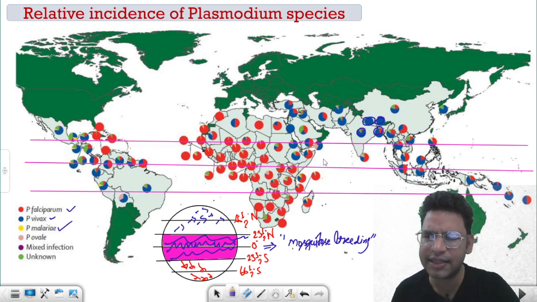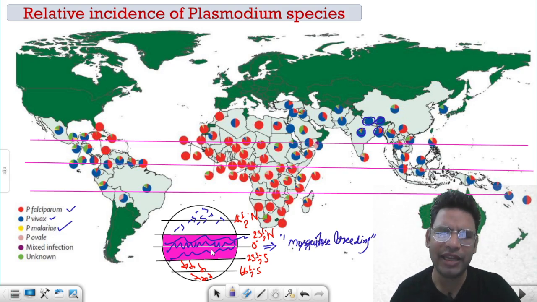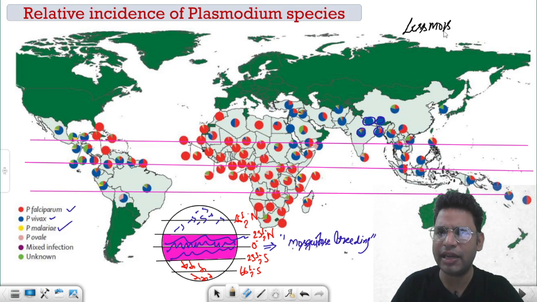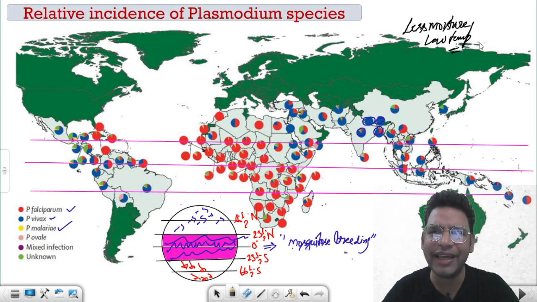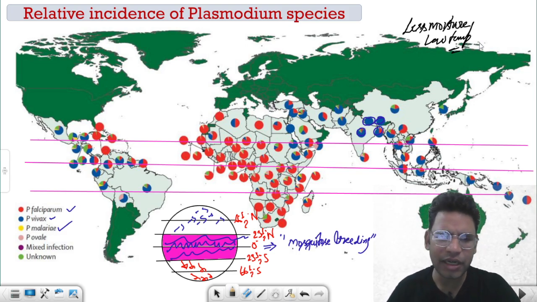If you look at this diagram, you can identify the areas where there are malaria cases. Those areas which are green are very far away from the equator, and temperature is very low. Low temperature, low rainfall, less moisture. So in these areas there is less moisture content, low temperature, and therefore practically no case of malaria. At least it is not threatening, right?